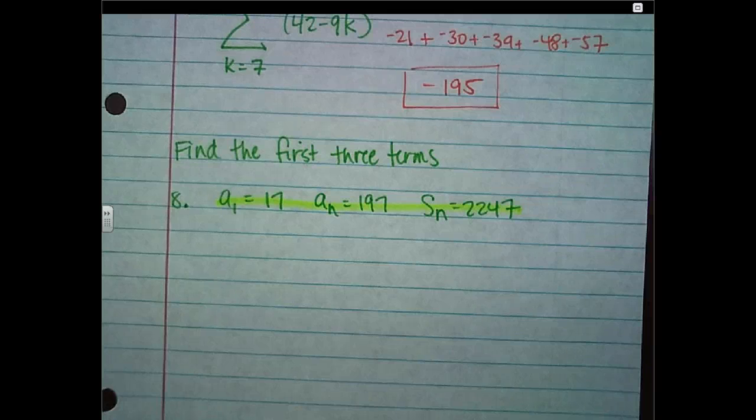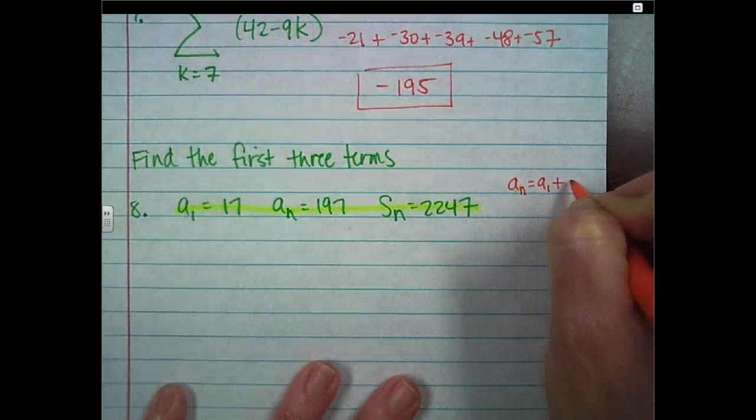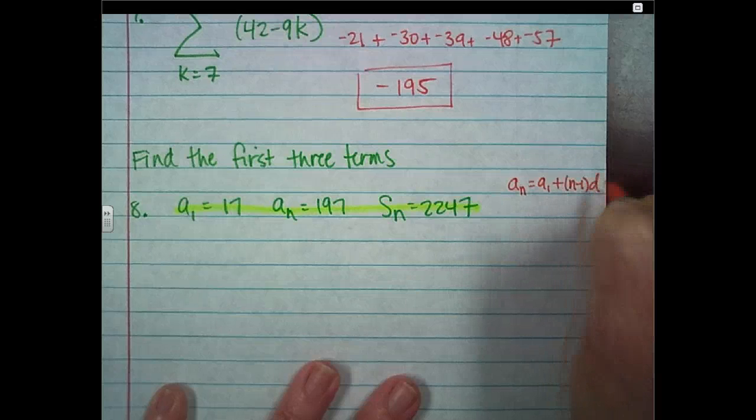Well, I already know the first term, it's 17, correct? But how do I get to the next term? What letter would I need, guys? D. I would need D. So if we go back to the formula from Friday, the formula is AN equals A1 plus N minus 1 times D. That's the formula.